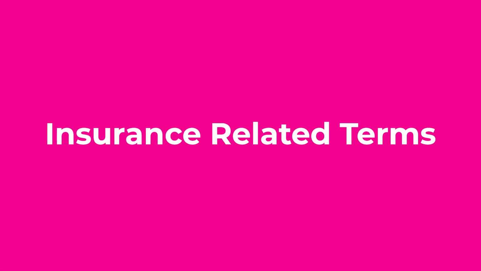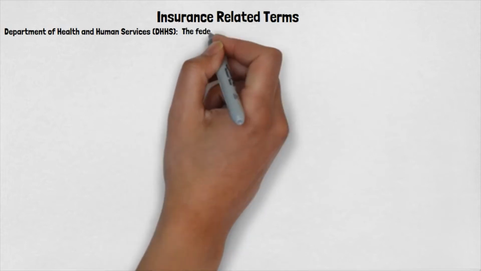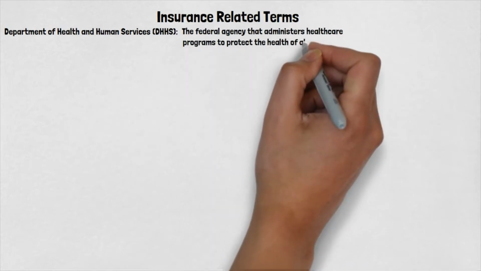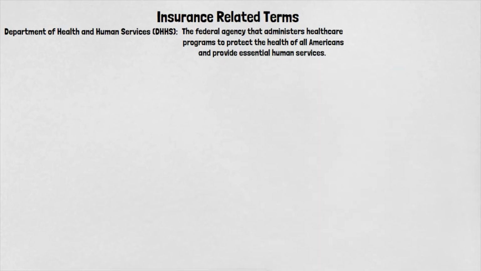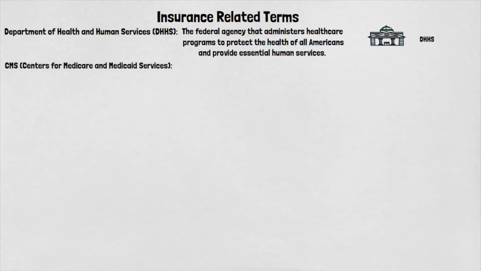In this video, we're going to discuss insurance related terms, starting with Department of Health and Human Services, also known as DHHS. Now, this Department of Health and Human Services is something similar to our Ministry of Health and Family Welfare. It is the federal agency that administers healthcare programs to protect the health of all Americans and provide essential human services.